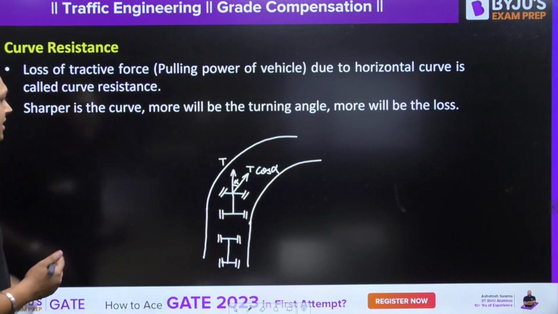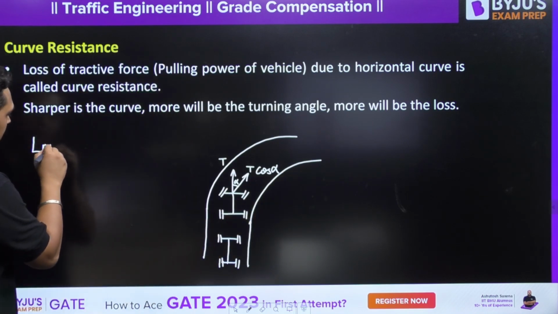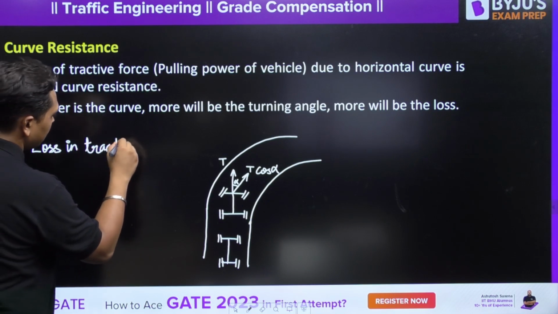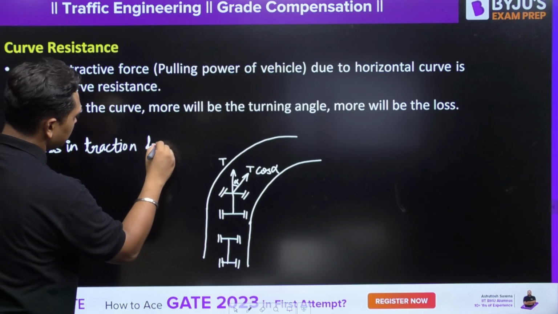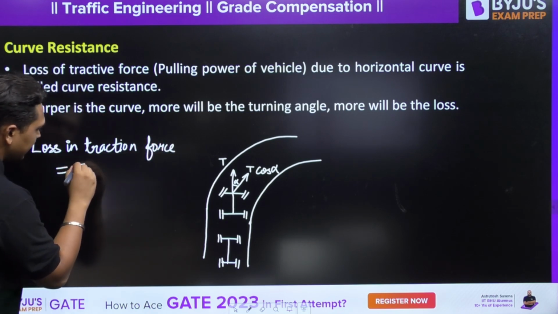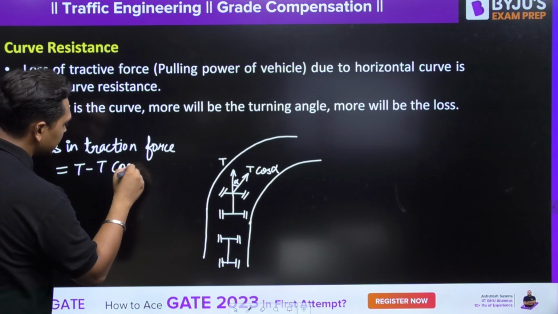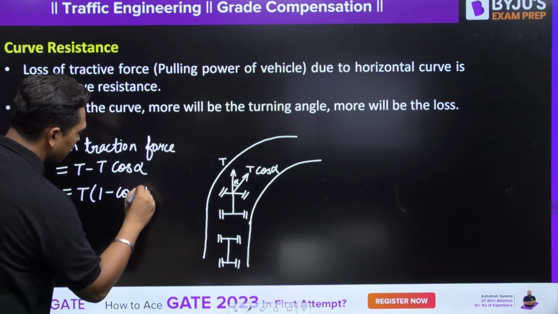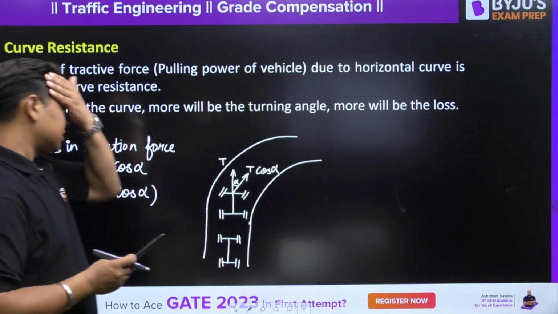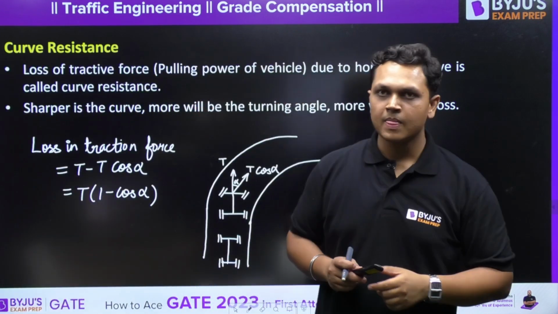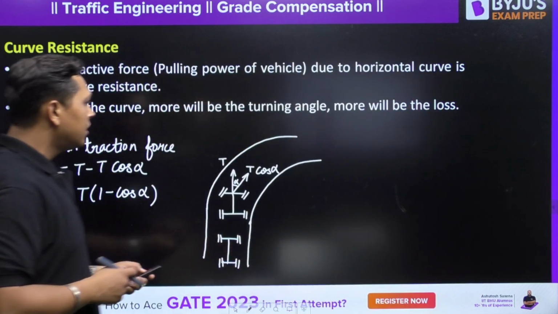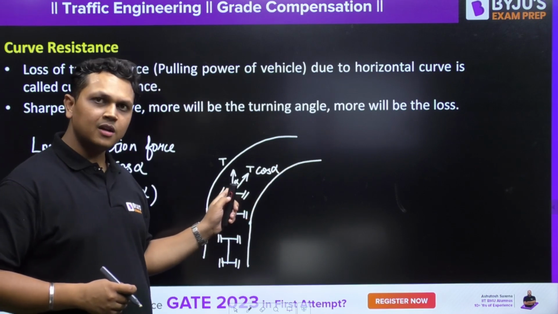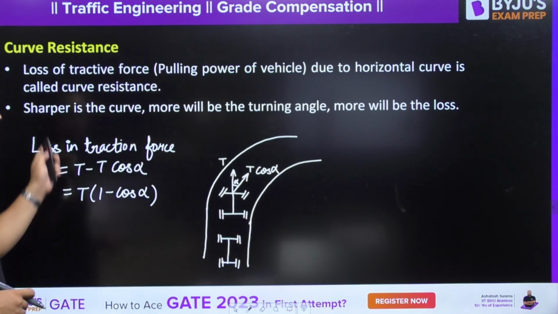So due to this horizontal curve, some amount of traction force is lost, and this is referred to as curve resistance. So what is the loss in traction force? It is equal to T minus T cos alpha, so it is T into (1 minus cos alpha). So this much traction force is lost due to the horizontal curve, right? Now, the steeper the curve, the more will be this alpha angle, and the more the alpha angle, the more will be the loss.